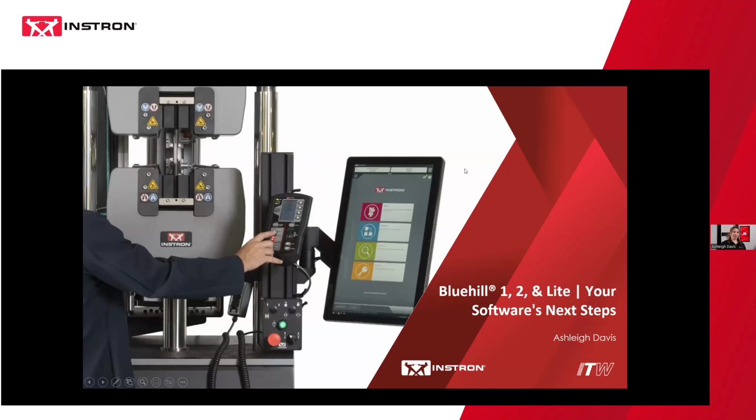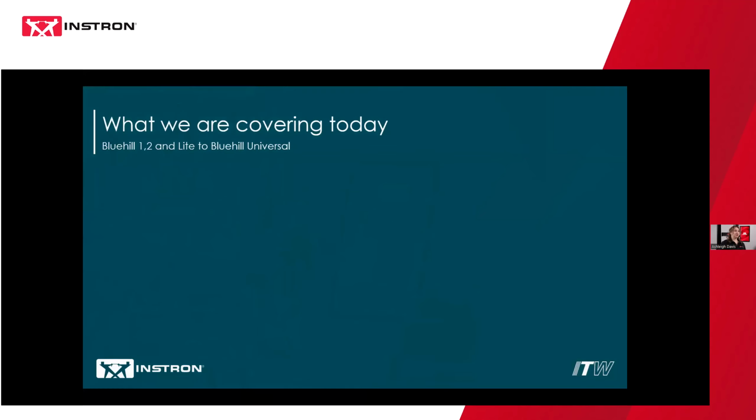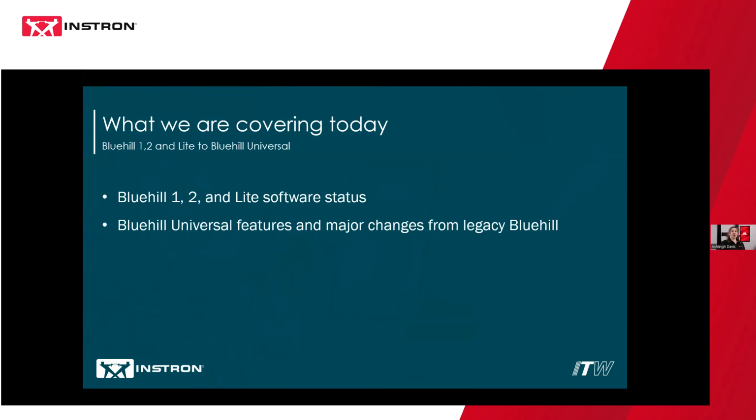I'm Ashleigh Davis. I'm an applications engineer here, as Nick said. And today we're going to talk about 1, 2, and Lite, your software's next steps. So what exactly are we covering today? We're going to talk about the 1, 2, and Lite software status. I might refer to these as legacy software, just to lump them into one general term. We're going to talk about Bluehill Universal features and the major changes coming from these legacy Bluehill platforms. I'm going to do a simple example workflow in Bluehill Universal. And then we're going to have time for questions.